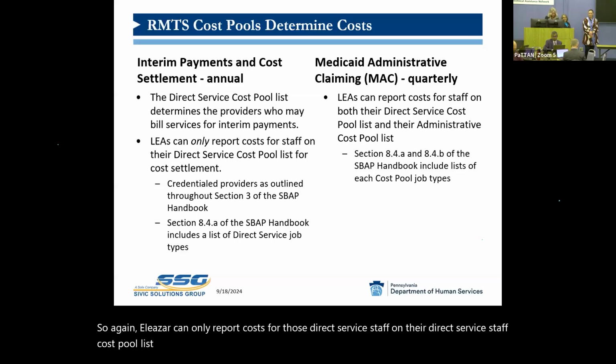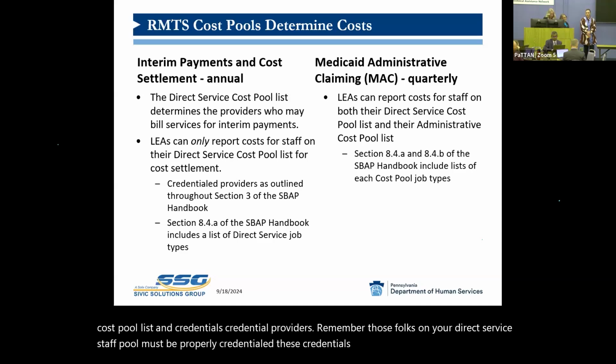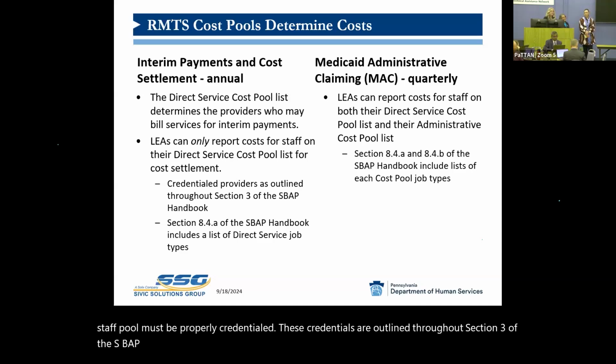And credentialed providers, remember, those folks on your direct service staff pool must be properly credentialed. These credentials are outlined throughout Section 3 of the SBAP handbook. And a list of those direct service job types can also be found in the handbook in Section 8.4.